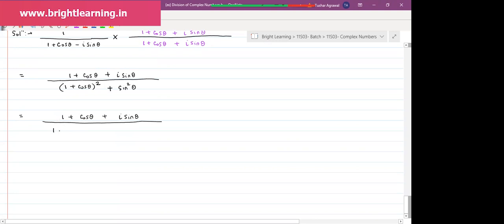1 plus cos theta complete square is 1 square plus 2 times cos theta plus cos square theta, and the sine square is already there. So the numerator is 1 plus cos theta plus i times sine theta, divided by the denominator, where cos square plus sine square is 1, and 1 plus 1 is 2. So 2 plus 2 cos theta. Clear up till this stage?